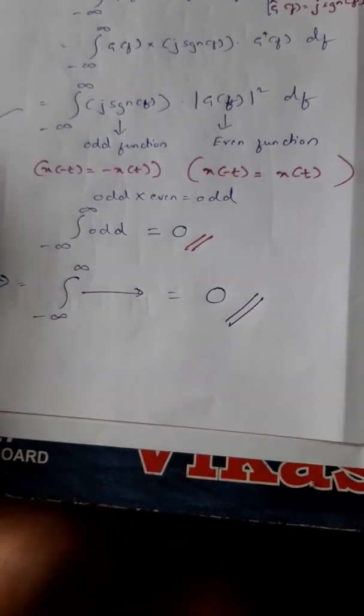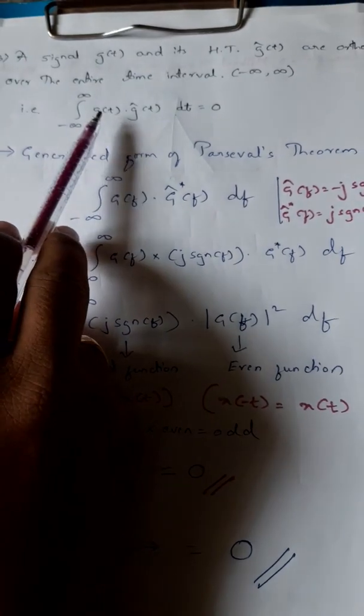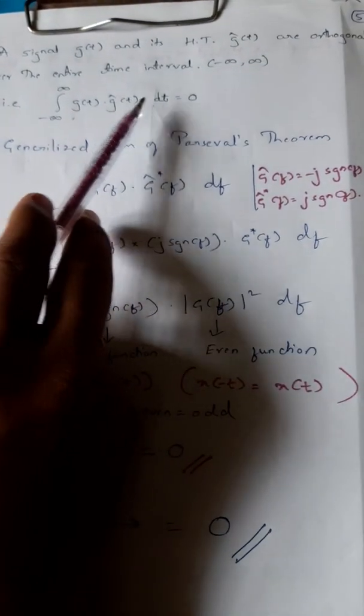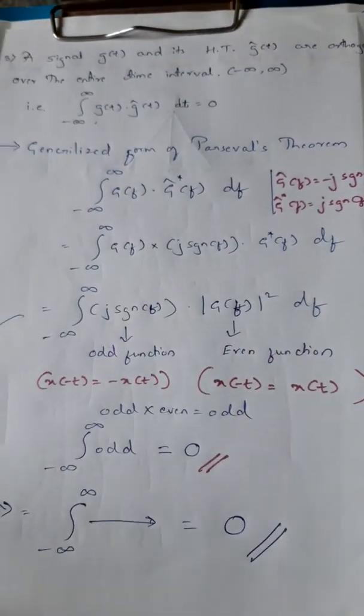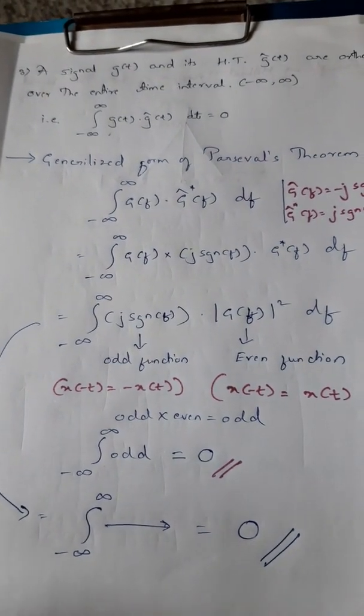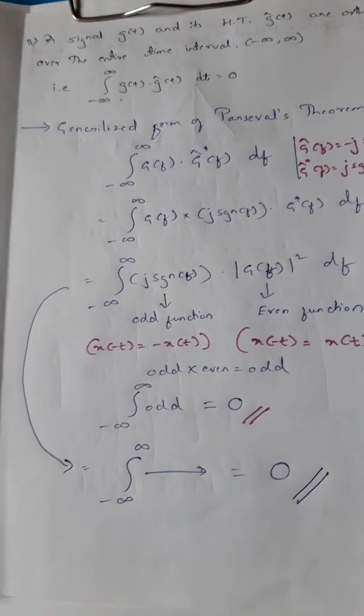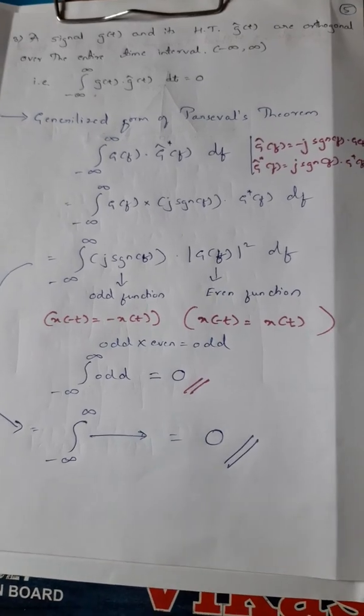Hence I proved that g of t and g cap of t are orthogonal to each other. So this completes the properties of Hilbert transform.